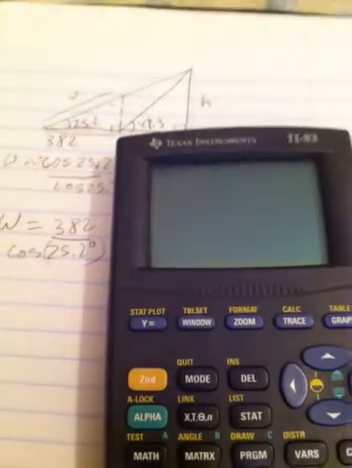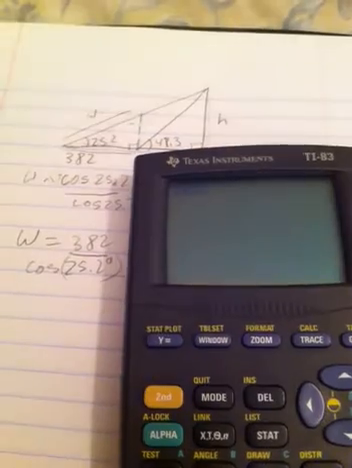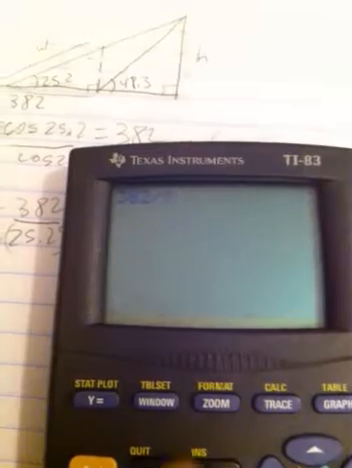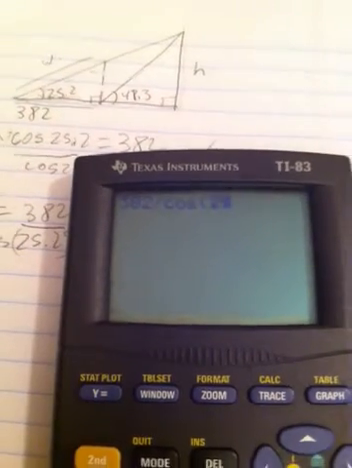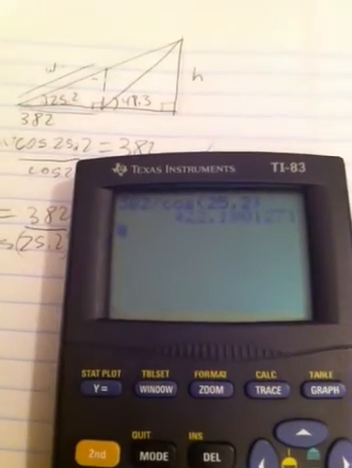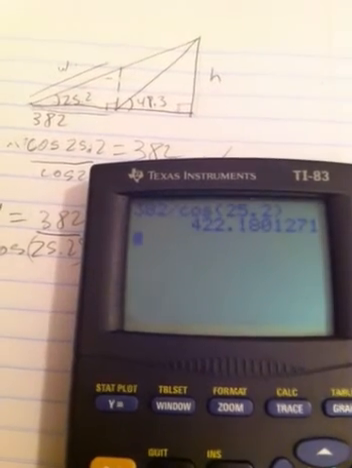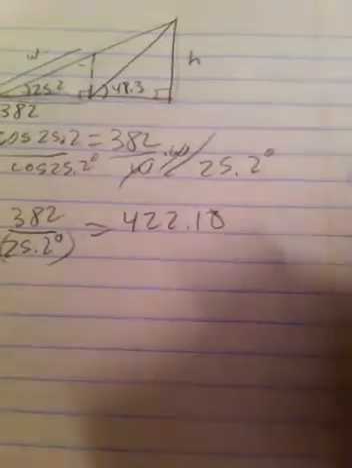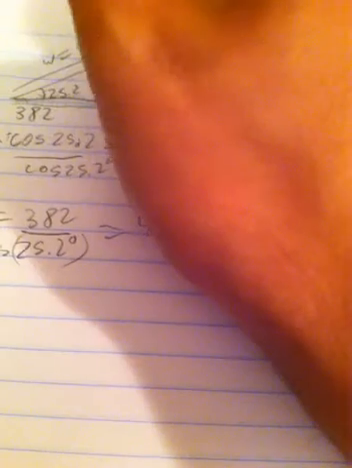Okay, and this equals 382 divided by cosine 25.2. So this side equals 422.18. Okay, so we know that W equals 422.18.